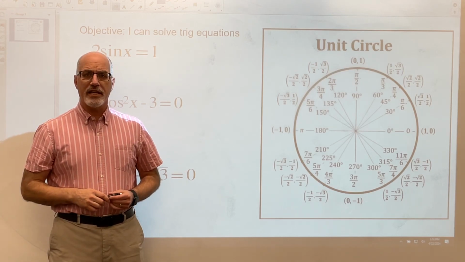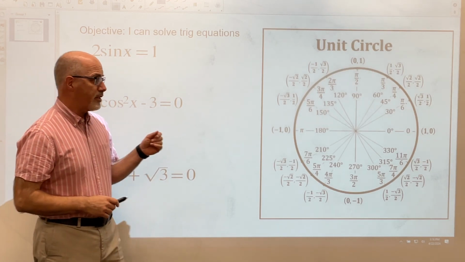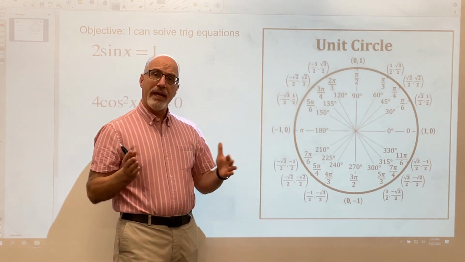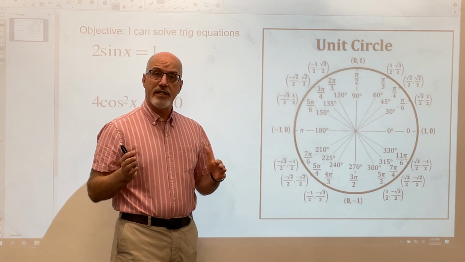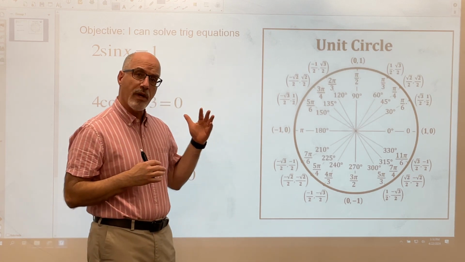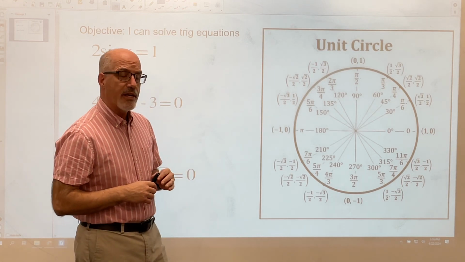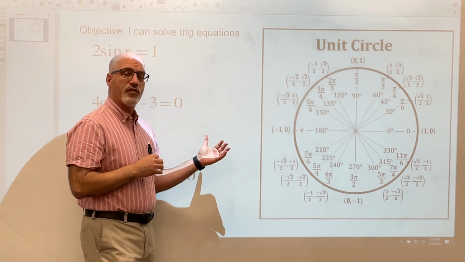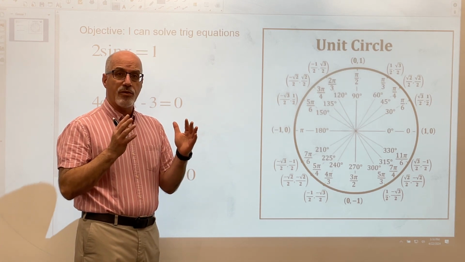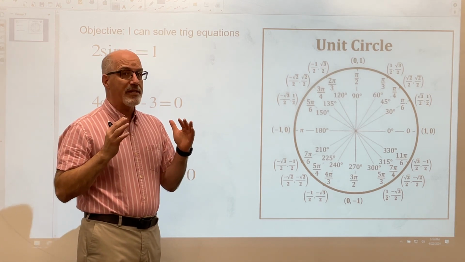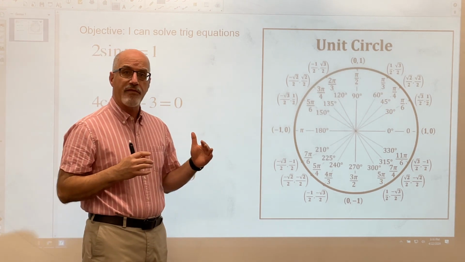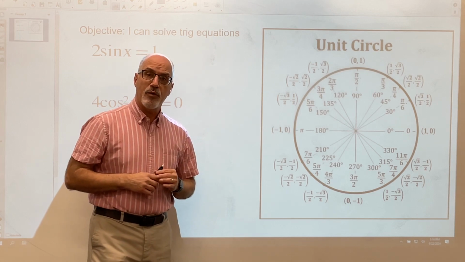The objective for this lesson is I can solve trig equations. We're going to be using the unit circle on this. You may have these values memorized, but this is to emphasize the repetitive nature of these periodic functions. You may have directions for the different problems that will limit the domain of what you have to solve these equations, but sometimes you will get an infinite number of them because periodic functions go on and repeat.